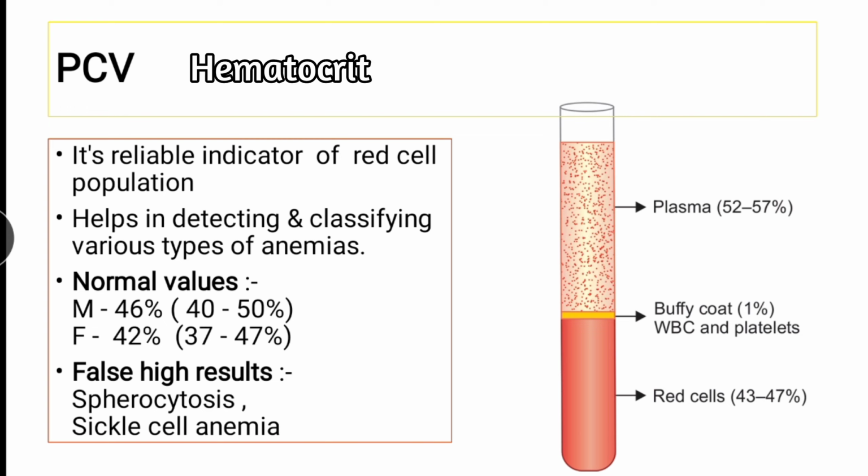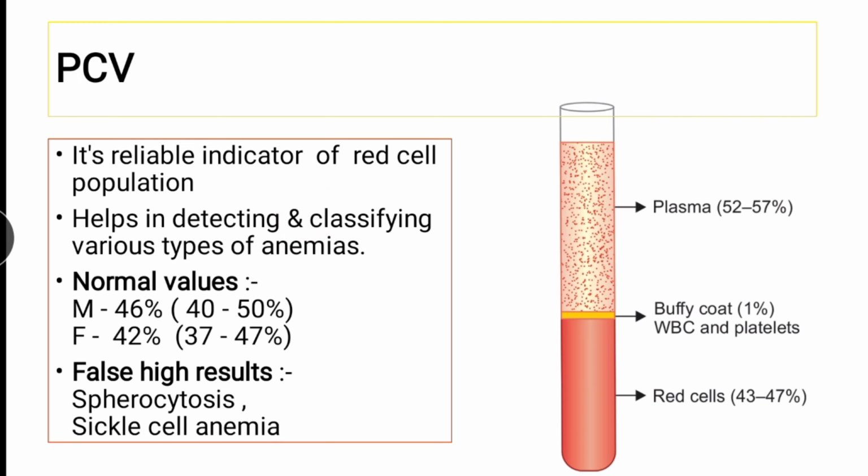Hematocrit is a reliable indicator of red cell population. In conditions like polycythemia, where there is an increased number of RBCs, the hematocrit value is also increased. In conditions like anemia, we will have very few RBCs, so there is a decreased hematocrit value. Thus, it helps in detecting and classifying various types of anemia, and we will be discussing these anemias soon.